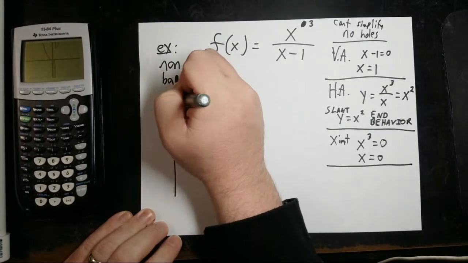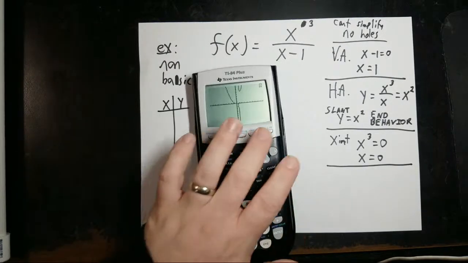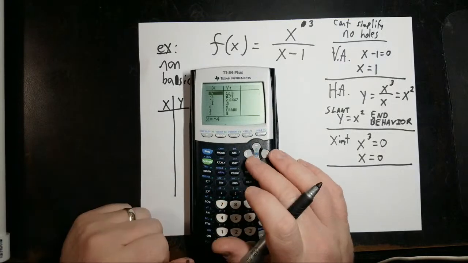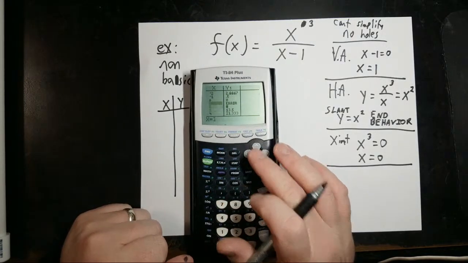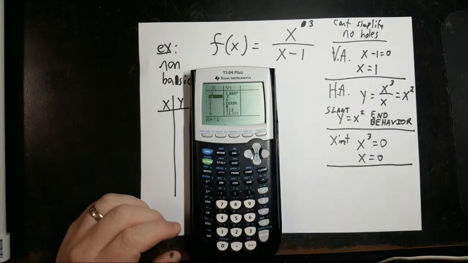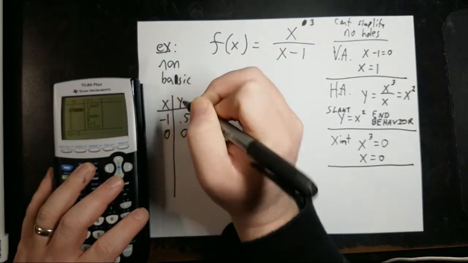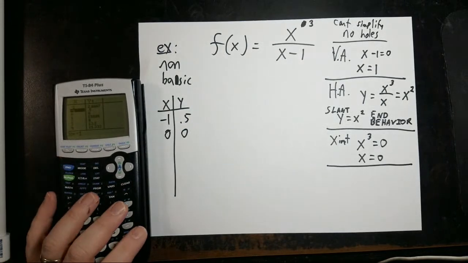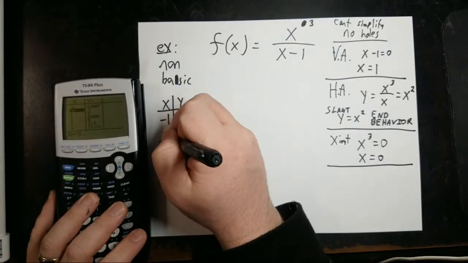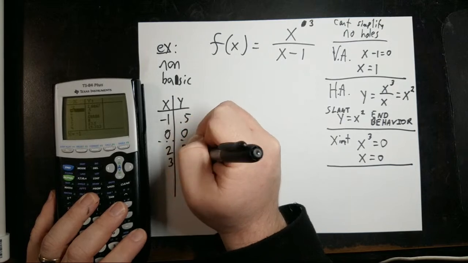Let's find a table of values. With this table of values, you can see right here, yes, there is your vertical asymptote. I'm going to find a few points to the left: -1, 0.5, and 0, 0, which I already knew. Few points to the right: 2, 8, and 3, 13.5.